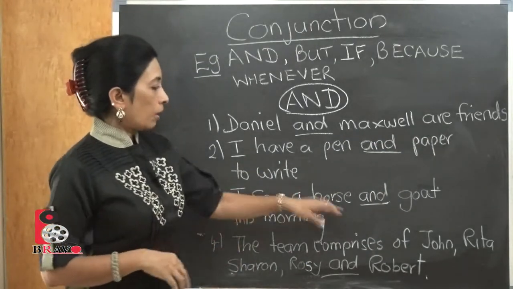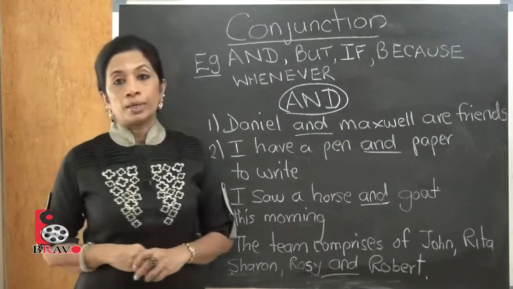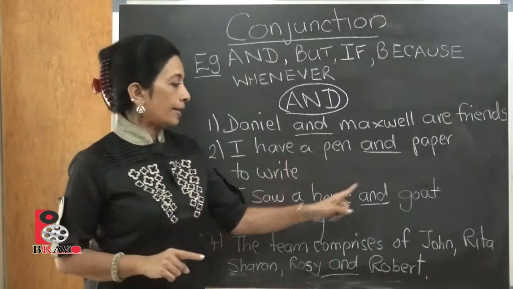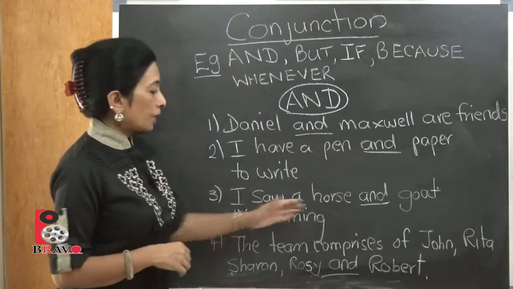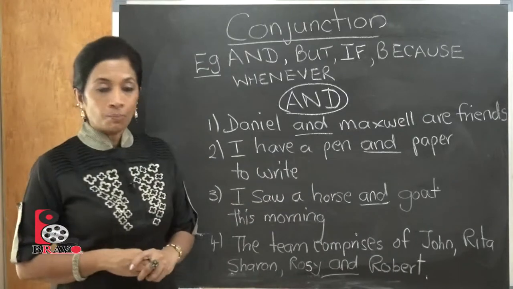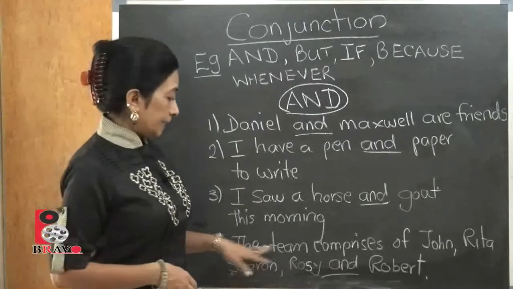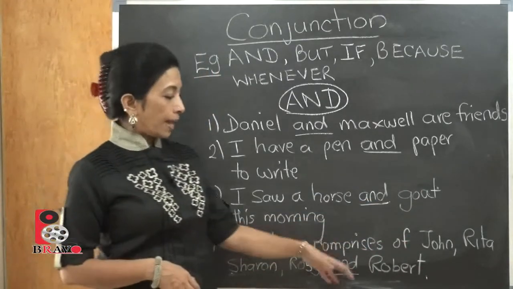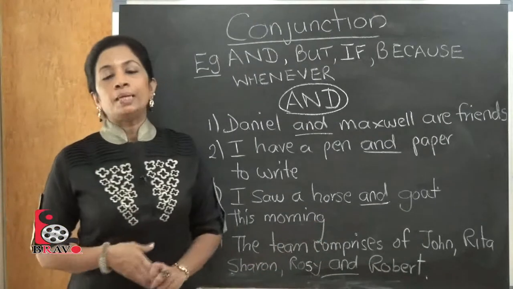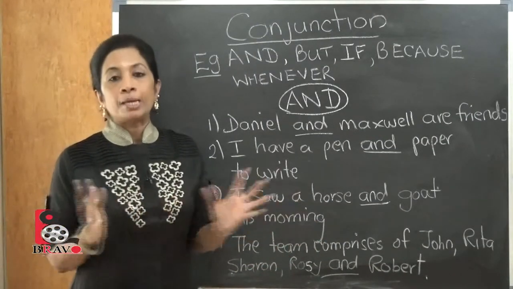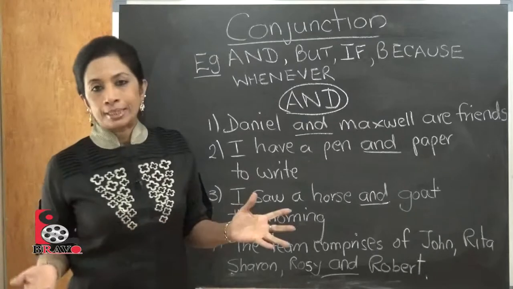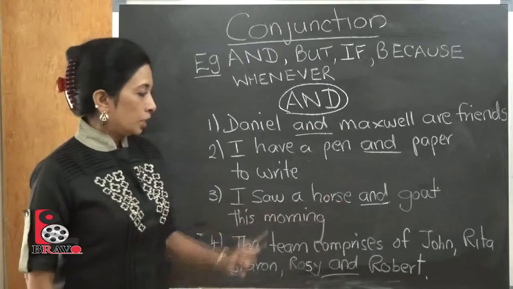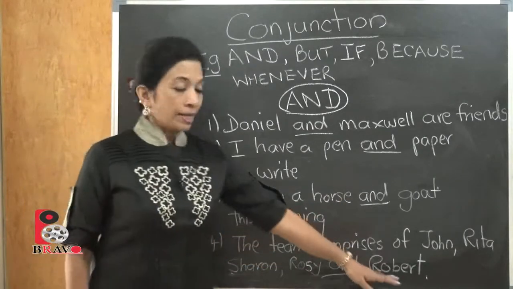Third one, I saw a horse and goat this morning. So it's 2 animals I've seen. So I have to use the conjunction word and here to join the 2 animals. So I saw a horse and goat this morning. The fourth one, the team comprises John, Rita, Sharon, Rosie and Robert. A team means more than 2-3 people make a team. Many people make a team. It can be 3, it can be 10 people, it will be a team. So here we have about 5 names in this team: John, Rita, Sharon, Rosie. And the last person is Robert.